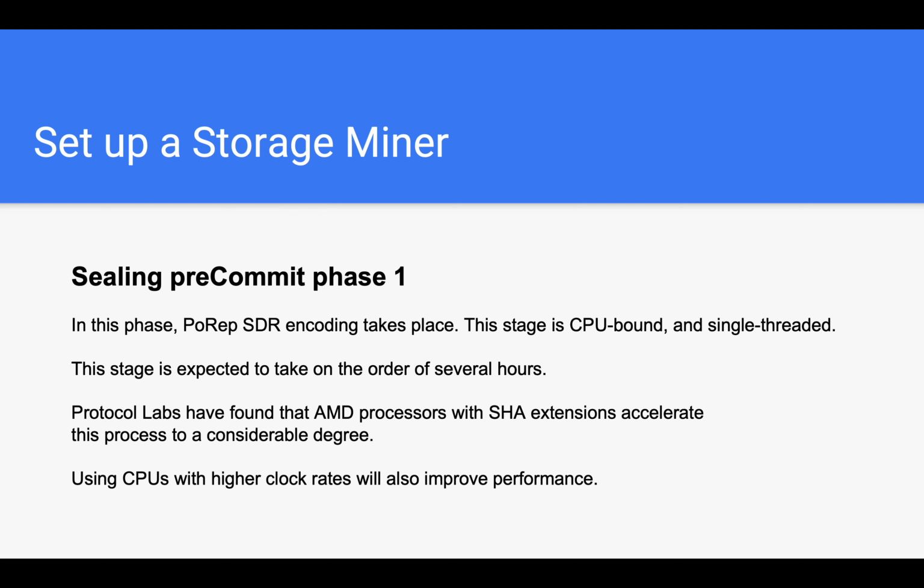So in conclusion, pre-commit phase 1 relies on CPUs with high clock rates, especially AMD processors with SHA extensions. And since pre-commit phase 1 is single-threaded, you can run multiple pre-commit phase 1 jobs at the same time on a single worker machine, if your memory and threads are sufficient.